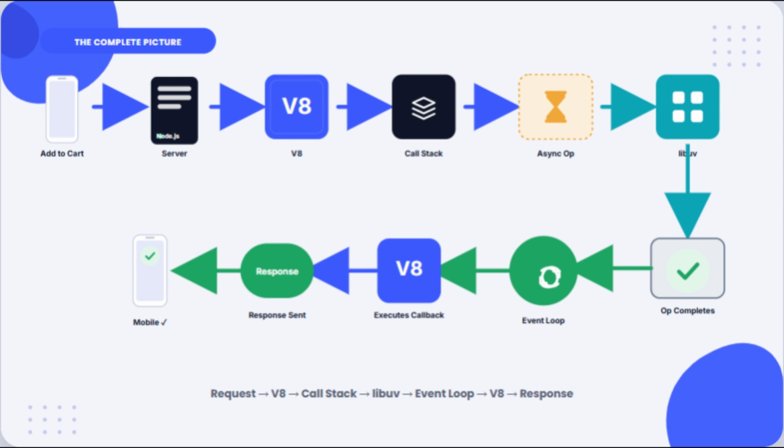Once the asynchronous operation finishes, the result becomes ready. The event loop coordinates the completed work and brings it back to the JavaScript side when the call stack is available. V8 then executes the callback and finishes the remaining JavaScript work. Finally, the response is sent back.